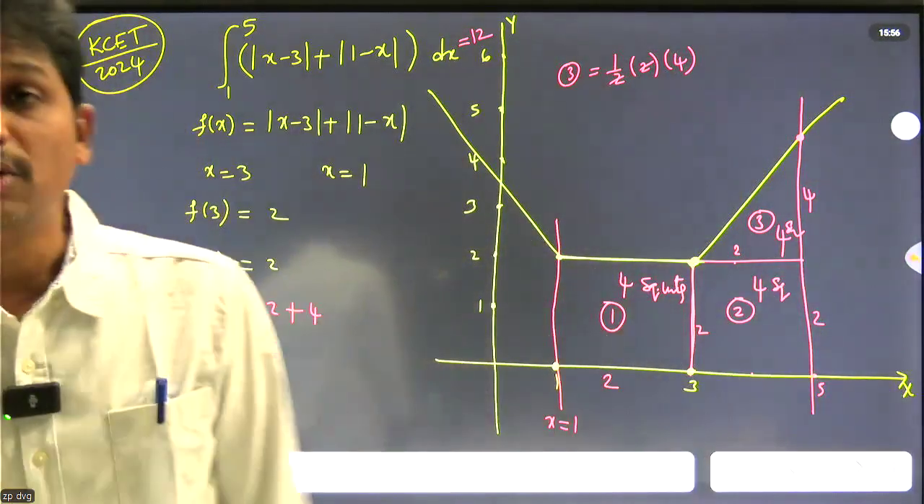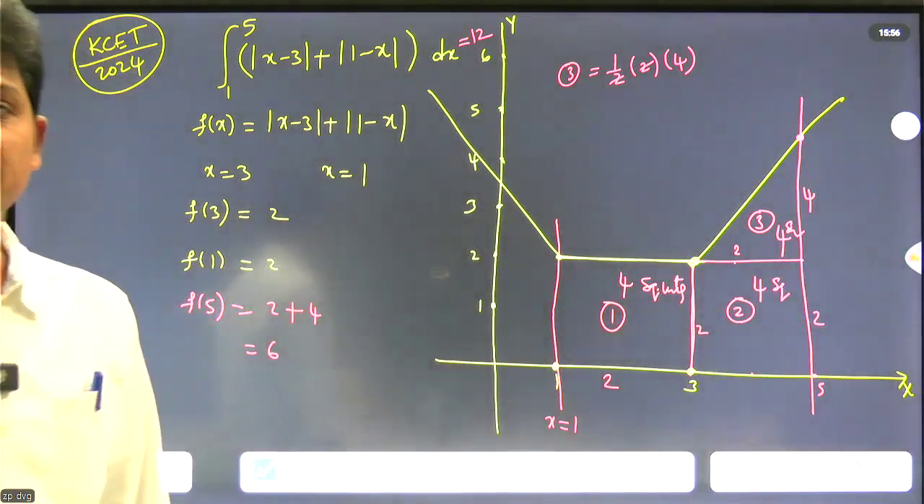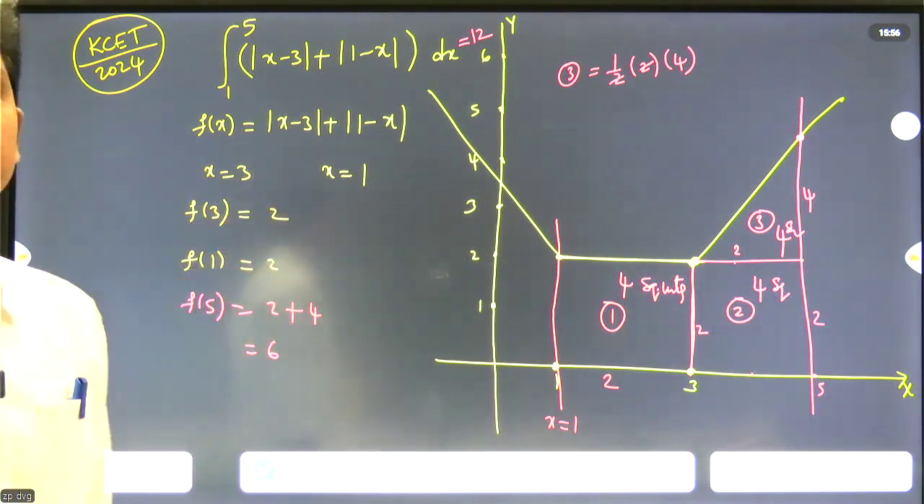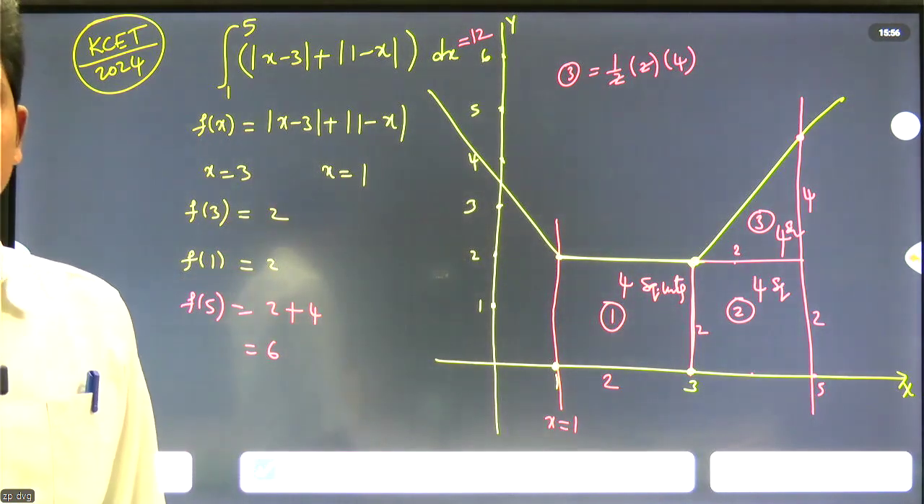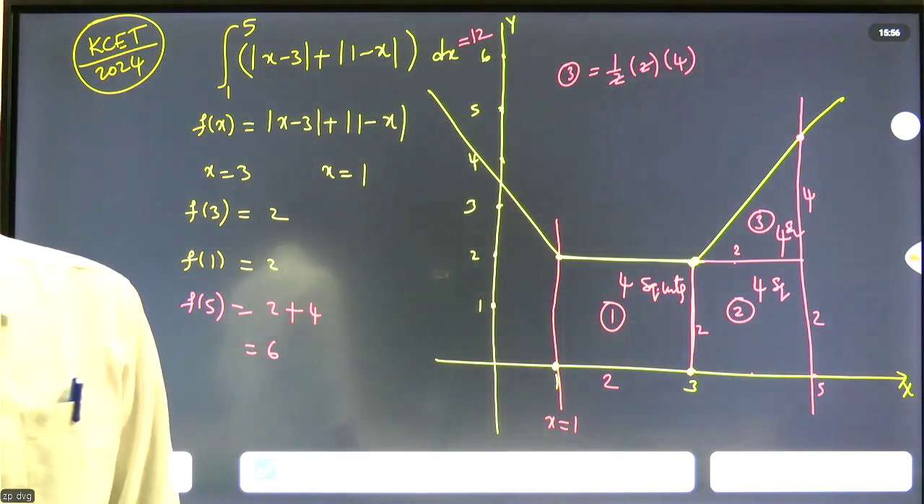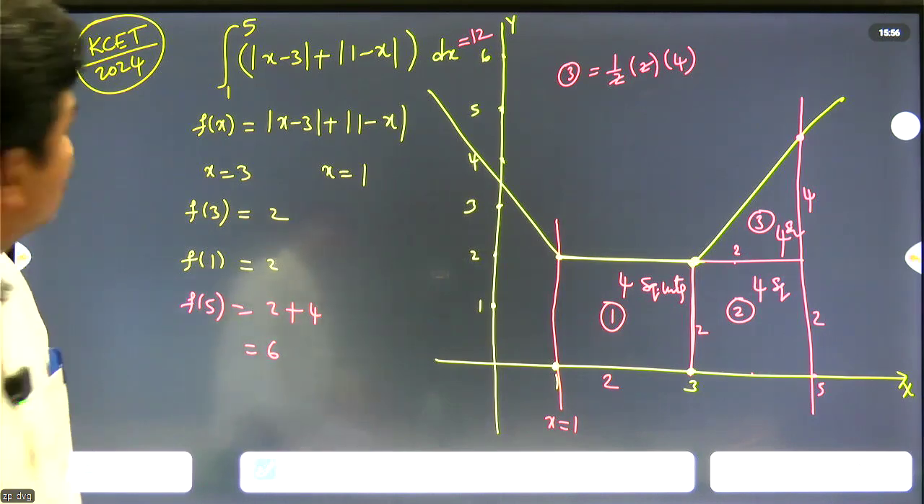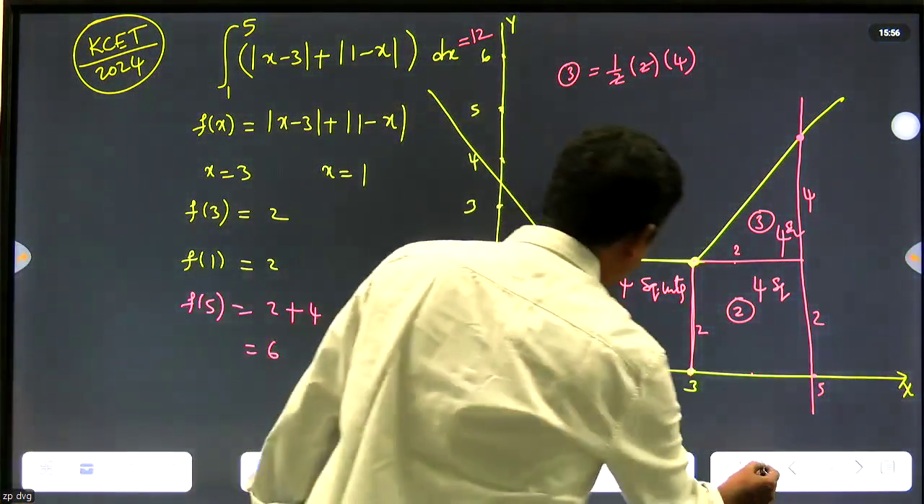This question was asked in 2024. Students feel it is lengthy for KCET level. Usually JEE level asks this type of problem, but in KCET 2024 they asked this question. The easiest method is the graph method. One more question based on this graph was also asked in 2022. With this problem we'll stop. This is the question.